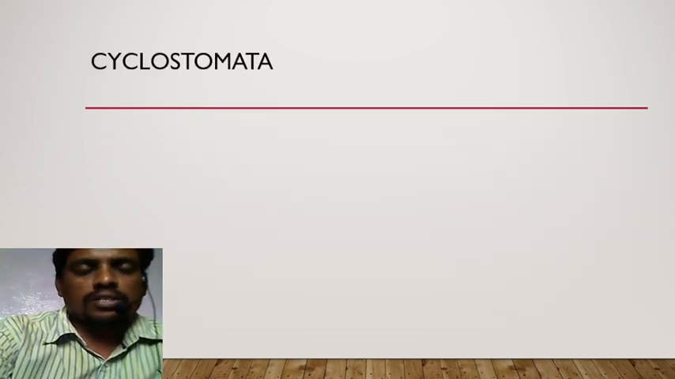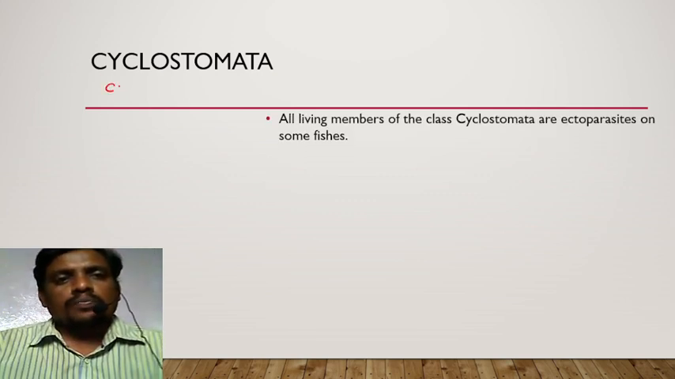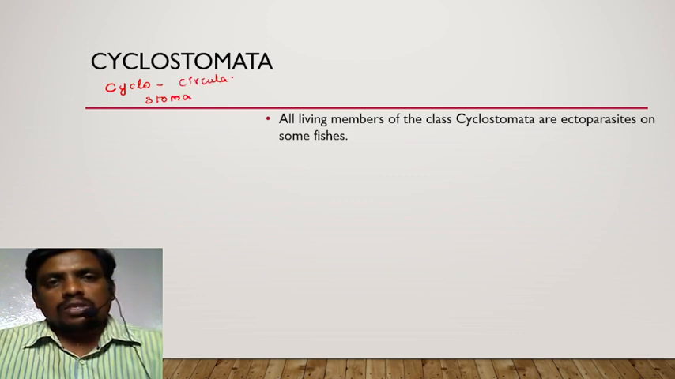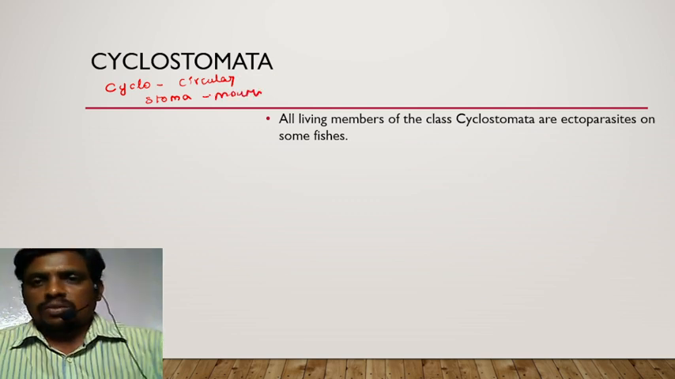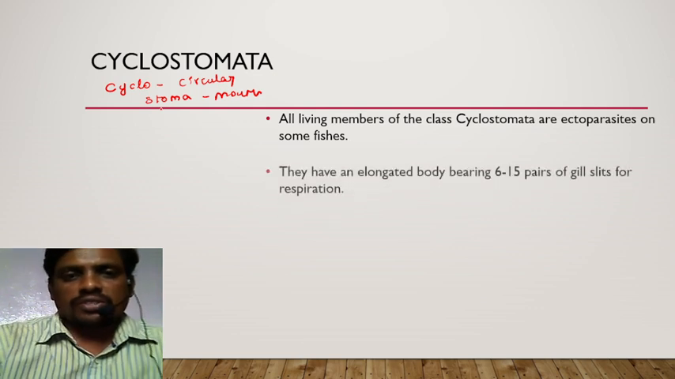Coming to the next point, Cyclostomata. Cyclo means round, stoma means mouth. Cyclo means circular, whereas stoma refers to mouth. Organisms with a circular mouth are generally called cyclostomes. Cyclostomes are ectoparasites on some fishes.